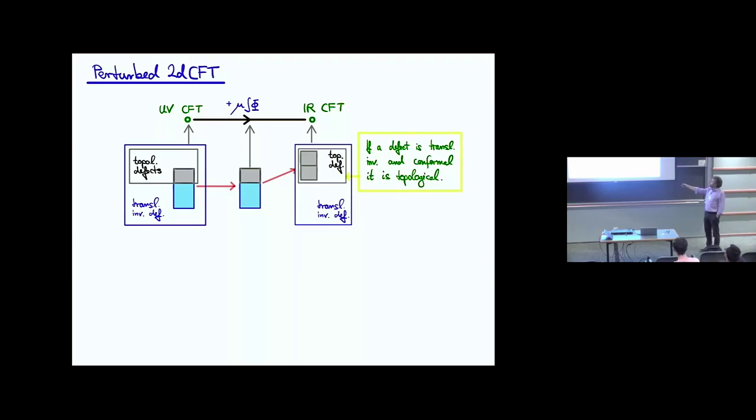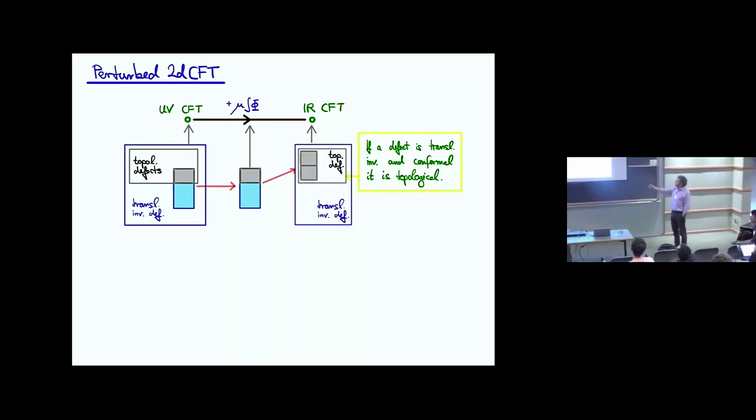And now there's a fun observation, which is that if you have a defect which is both translation invariant and conformal, then it is topological. And so therefore, even though these are not topological and not conformal at the endpoint of the flow, they will be both, and so all of this will still flow to topological defects in the infrared theory. So in a way, if you can find this, there's a hope that it gives you access to more topological symmetry in the infrared theory.